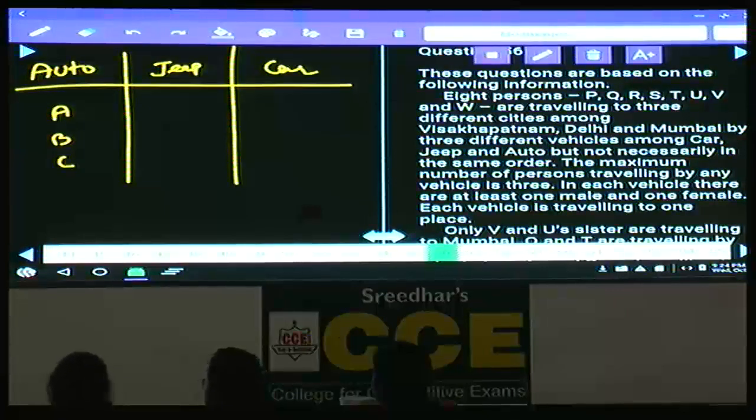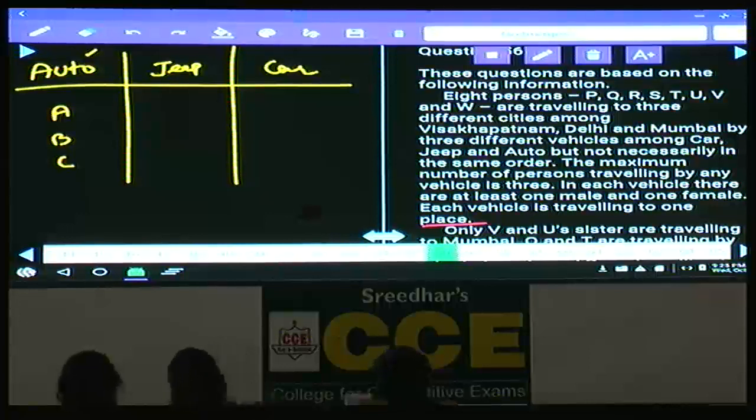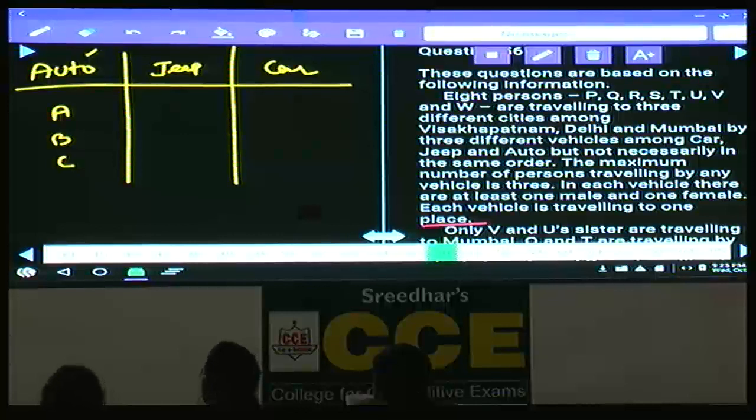Hence, all the persons traveling in a vehicle are going to one city. And the maximum number of persons traveling in any vehicle is 3. And in each vehicle there are at least 1 male and 1 female. Each vehicle is traveling to one place. Though that information is not given, we can infer it from the given information, because only 3 vehicles were there. As 3 vehicles are there, each vehicle is going to a particular place only, isn't it? And it is not on sharing basis. Hence each vehicle is going to a particular city.